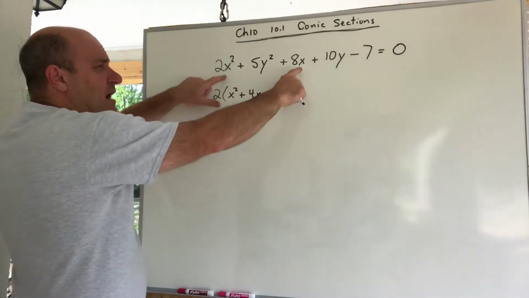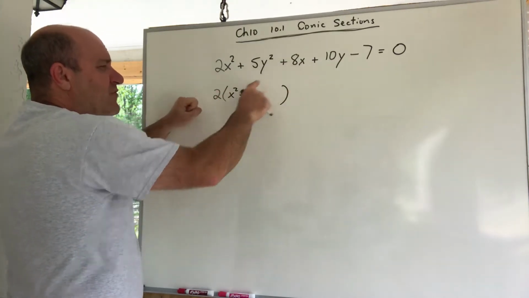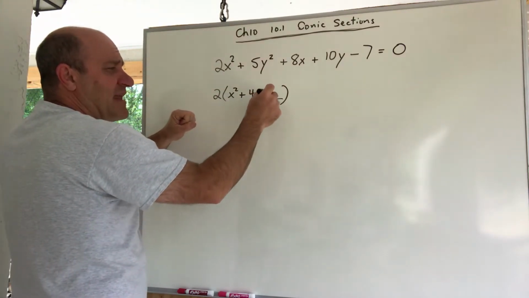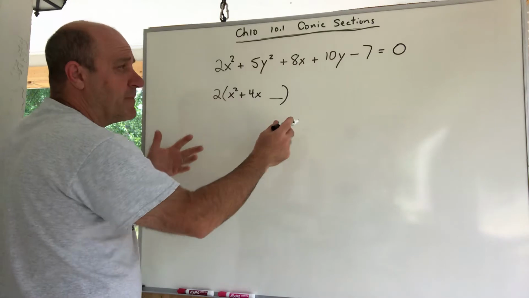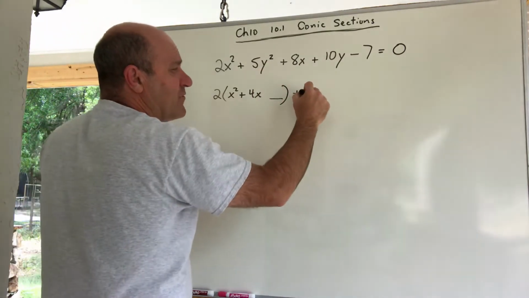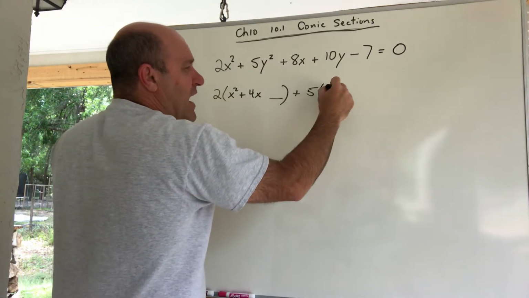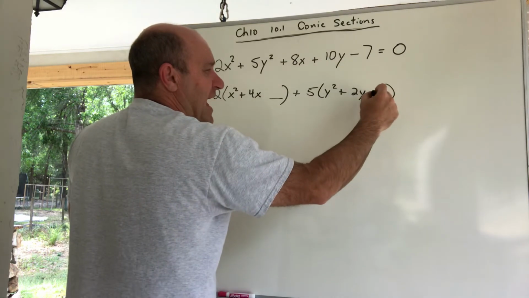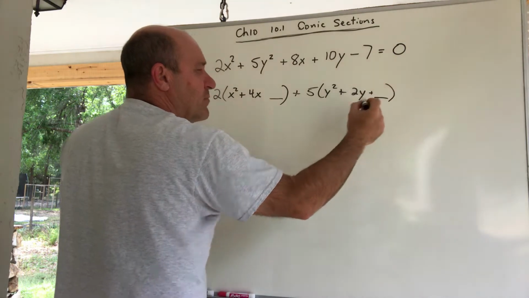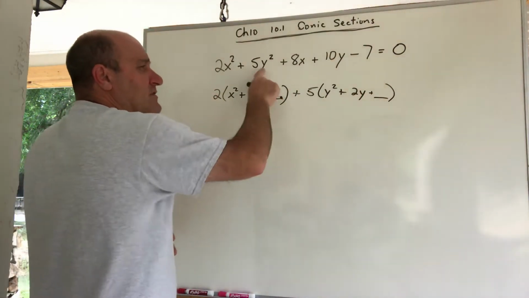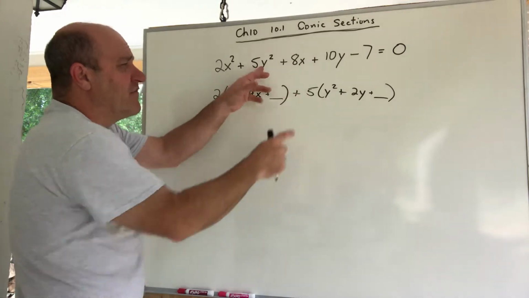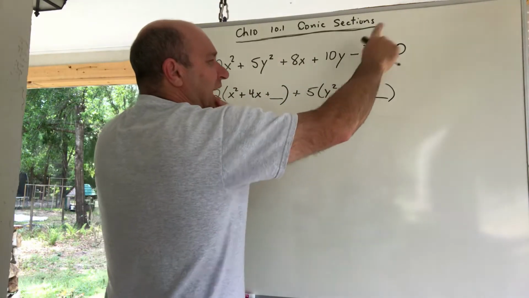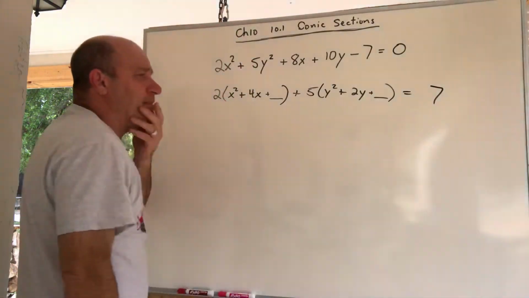I'm grouping the x's together and factoring out the 2, which made that a 4x. And then I leave myself a space to add the appropriate number to complete the square. Same with these y's. I factor out the 5. I'm left with y squared plus 2y when I factor out the 5. And I'm going to add the appropriate number here to complete the square. So I've grouped the y's together, factored out the 5, grouped the x's together, factored out the 2. I'm going to add the 7 over to the other side.